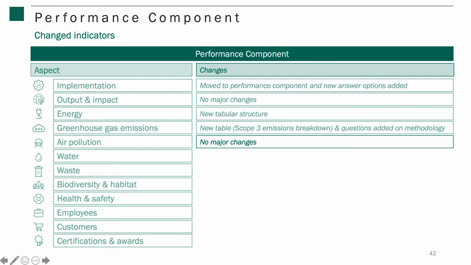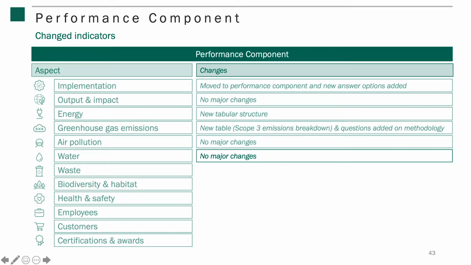The fifth aspect is air pollution. There are no major changes in 2020. Next is water, which contains two indicators on inflows and outflows of water. There are no major changes, but we have added a few new metrics and amended some of the names to better align with external frameworks.